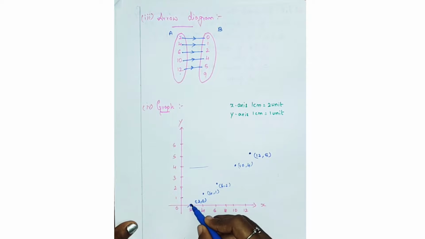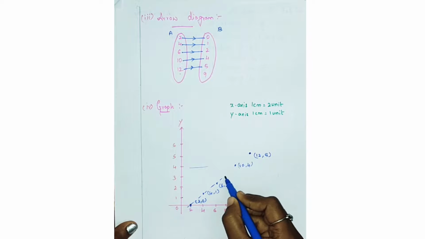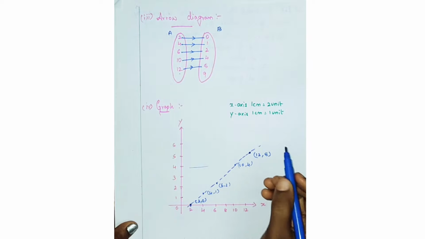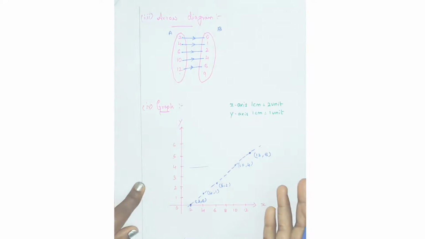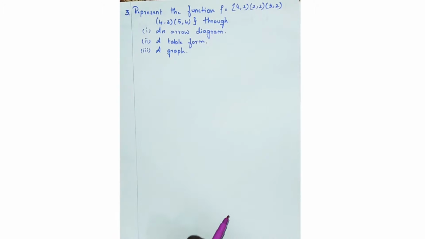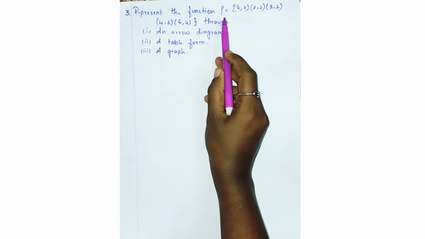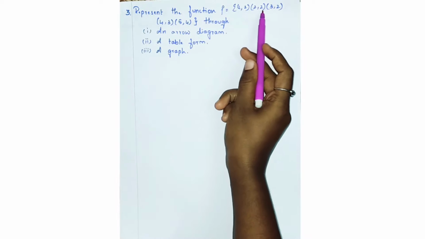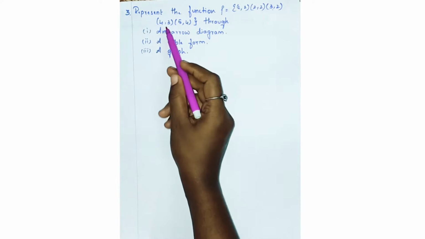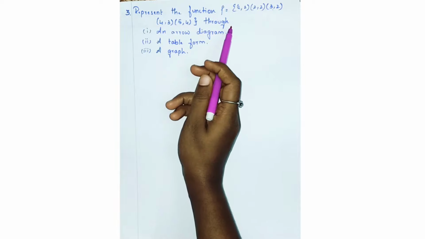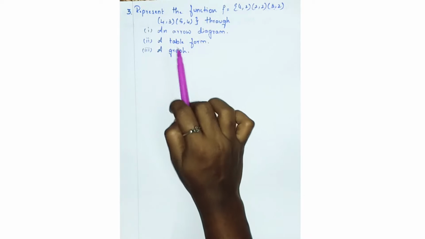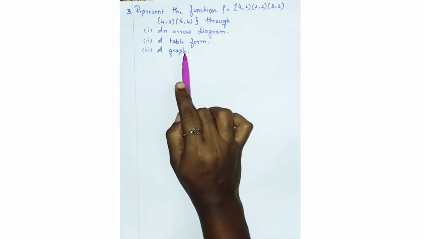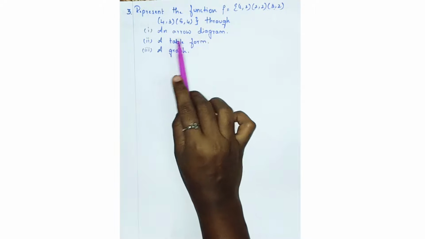So your graph will look like this. Okay. So this is how you'll represent it in a graph. Got it? So now we'll see the next sum. The third sum: represent the function f equals {(1, 2), (2, 2), (3, 2), (4, 3), (5, 4)} through an arrow diagram, a table form and a graph. So you have to represent this function in arrow diagram, table format and graph. Okay. So first we'll show the arrow diagram.